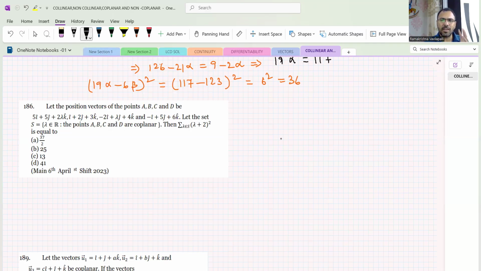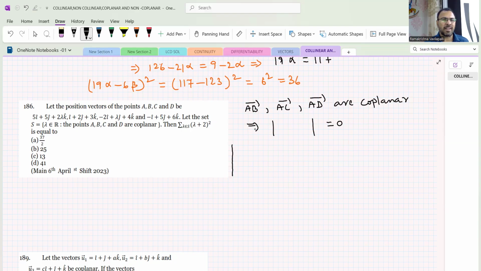So A, B, C, D are coplanar vectors means nothing but the AB bar vector, AC bar vector, and AD bar vector are all coplanar vectors. So when they are coplanar vectors, the determinant of these vectors is equal to 0. So you write that determinant of first, the AB bar vector.